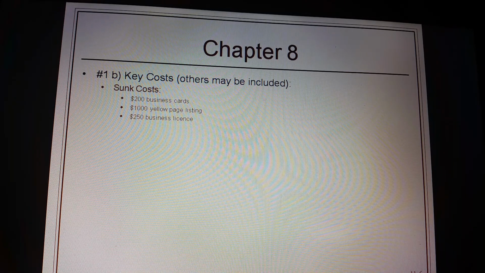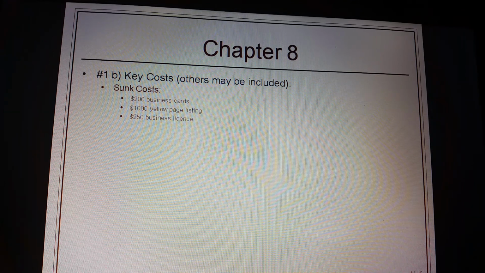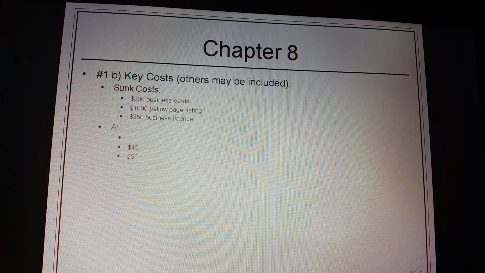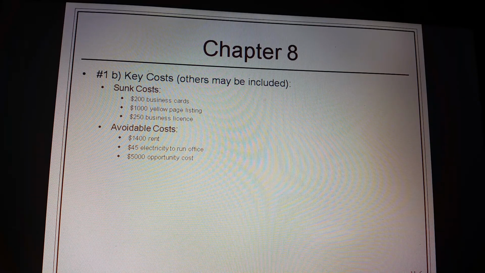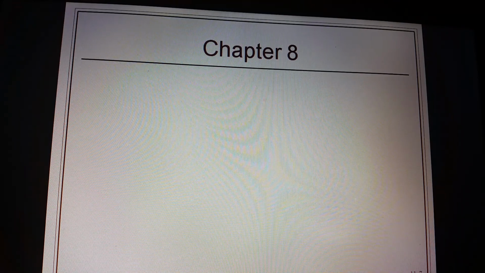Okay, so the next part was if the owner of Exquisite Portraits wants to close her studio and go out of business at the end of August, identify the sunk costs and avoidable costs. Business cards are sunk costs, $1,000 in Yellow Page listing is a sunk cost, and the business license is a sunk cost. The avoidable cost would be $1,400 in rent, $45 in electricity to run the office, and $5,000 opportunity costs. Some of you may have included others, and that's okay. So I'm going to have to take a look at what you put down.